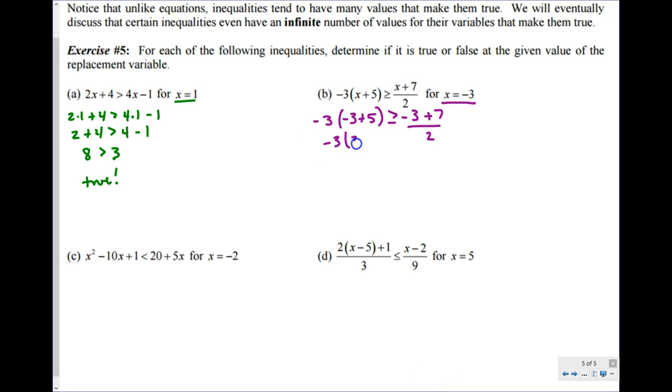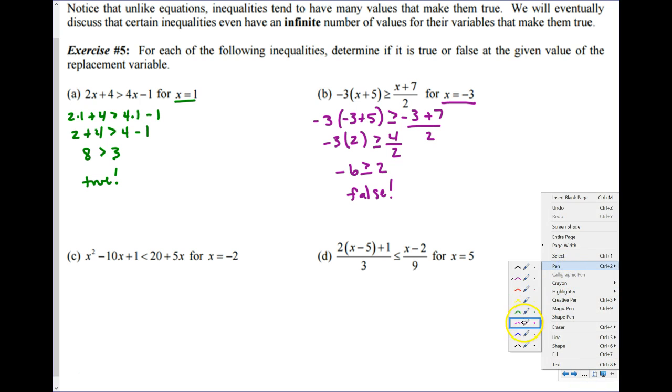Negative 3 plus 5 is 2. And then on the right side, negative 3 plus 7 is a positive 4. I'm going to bring down the division by 2. On the left side, I have negative 3 times 2 is a negative 6. Greater than or equal to 4 divided by 2 is 2. Now, is negative 6 greater than 2? Nope, it's not. I don't want to owe money. I want to have money. So that is false.